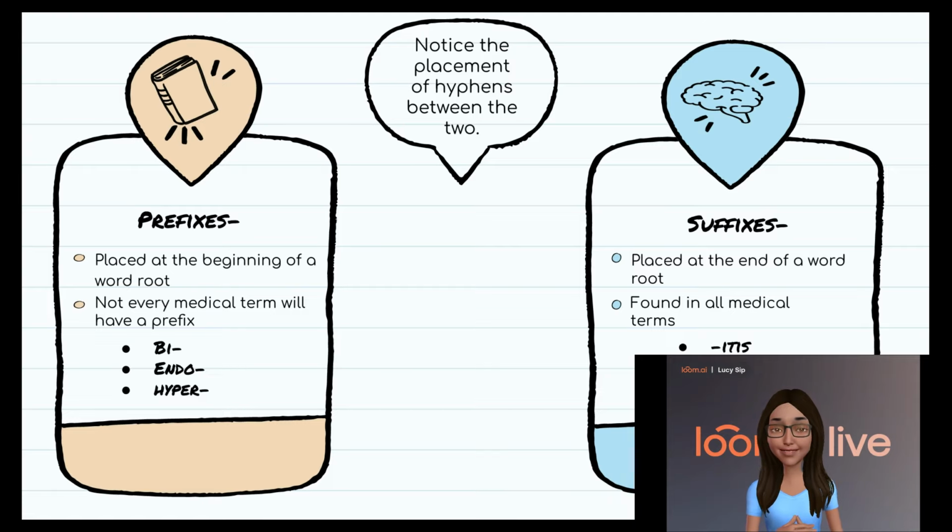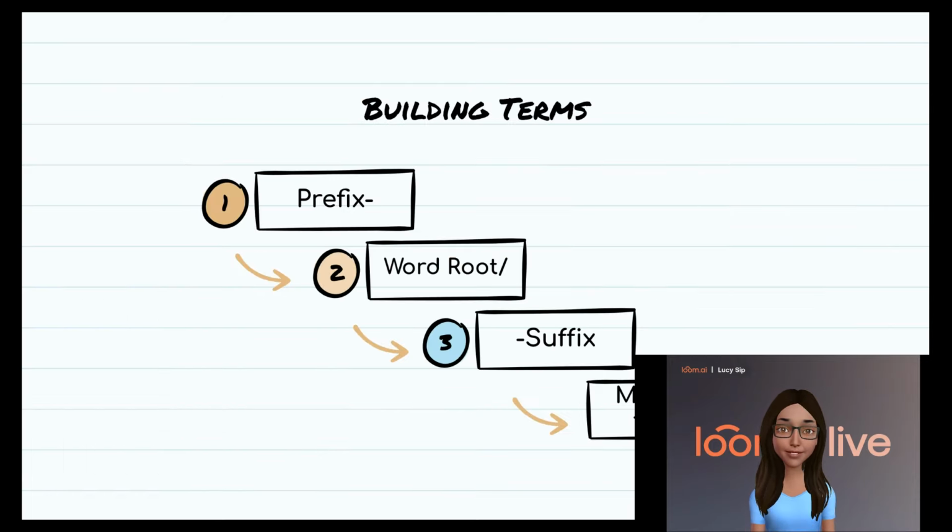Suffixes are placed at the end of a word root to describe a condition or action to a body part. They are found in all medical terms. Let's take a look at some examples. Itis means inflammation. Notice the dash before the suffix. As previously mentioned, this indicates that this word element is a suffix and not a prefix or word root. Next, we have phobia, which means fear. And lastly, we have algia, which means pain.